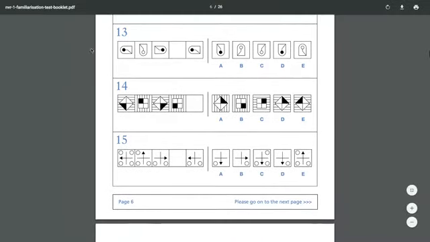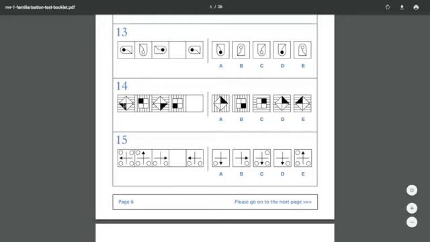In 13, again, if you look at the shapes, this one is similar to this one, and then this one. So in 13, the next one will come in the middle. You need one circle with shaded. That's why the option in 13 is A.